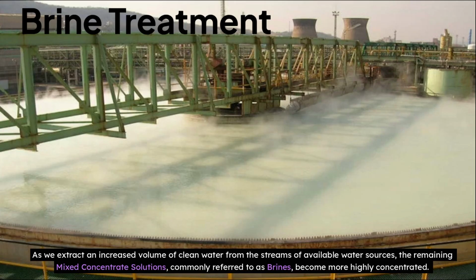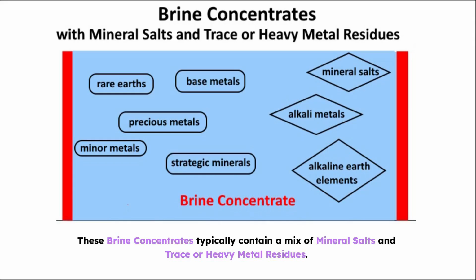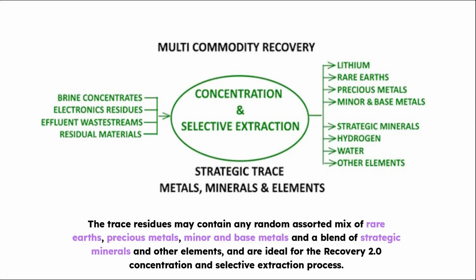As we extract an increased volume of clean water from the streams of available water sources, the remaining mixed concentrate solutions, commonly referred to as brines, become more highly concentrated. These brine concentrates typically contain a mix of mineral salts and trace or heavy metal residues. The trace residues may contain any random assorted mix of rare earths, precious metals, minor and base metals and a blend of strategic minerals and other elements, and are ideal for the Recovery 2.0 concentration and selective extraction process.